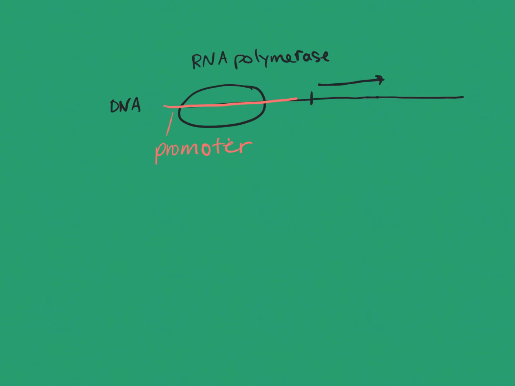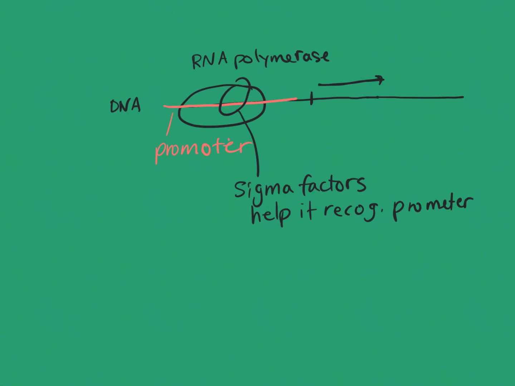So we talked about some things that make it recognize that promoter the best. There are something called, I don't really know how to draw this, I'll draw it as a little circle, sigma factors that will bind to the RNA polymerase, that help it recognize the promoter and bind more tightly to the promoter region of the DNA. And then the sigma factors fall off once it starts transcribing the gene.